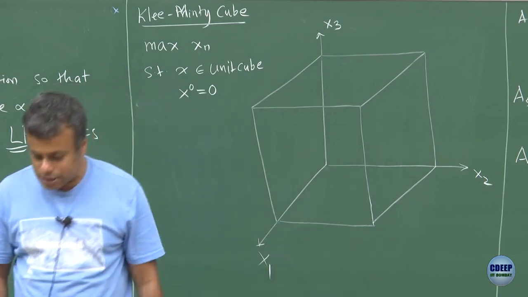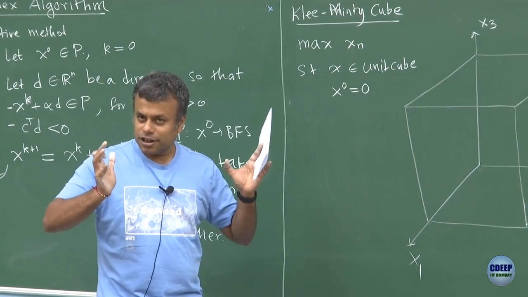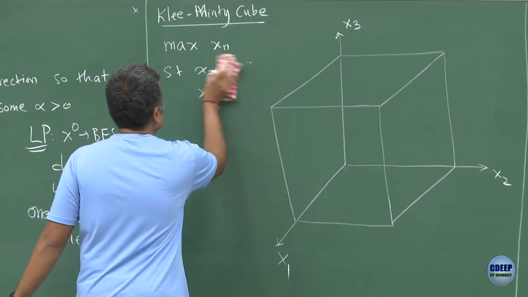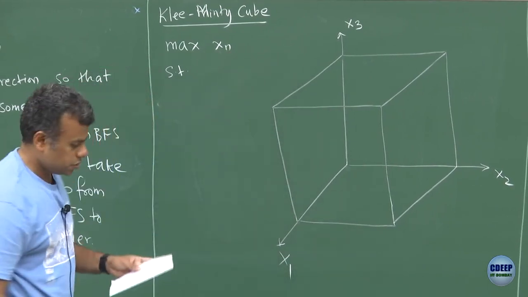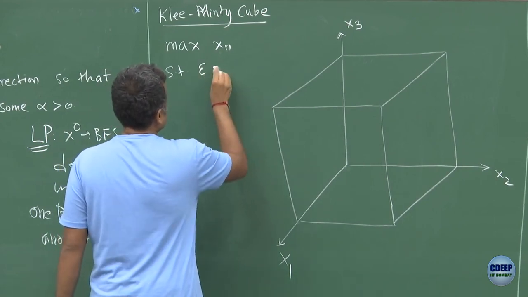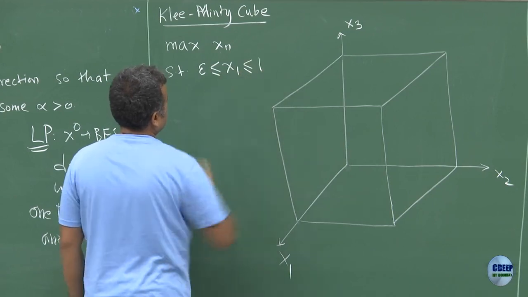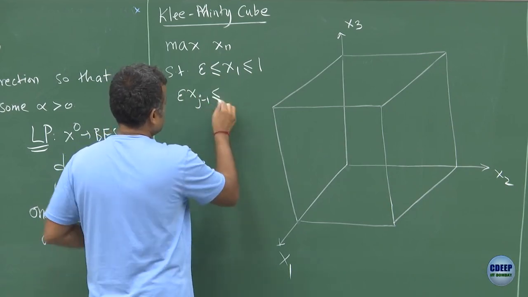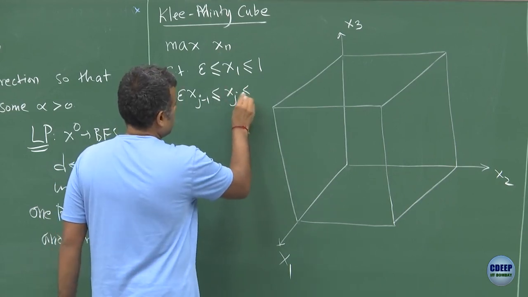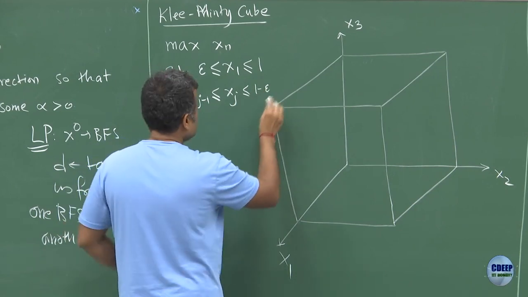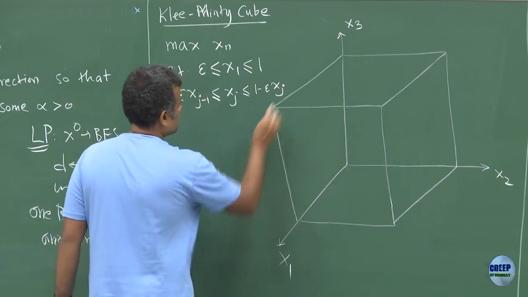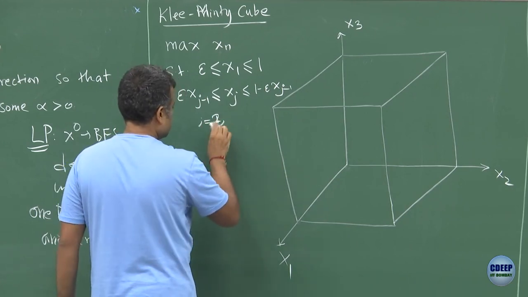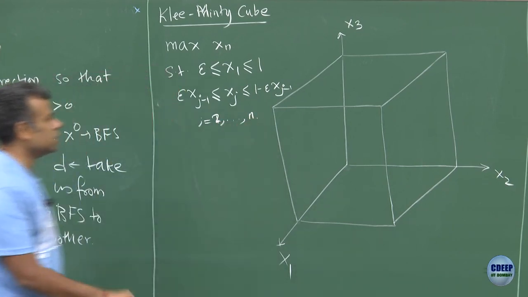Okay, so what these smart people did is they took this cube and twisted it a little bit, and the entire thing changed completely. So here's what they did. You see that epsilon is less than or equal to x1 less than or equal to 1, and epsilon x_{j-1} less than or equal to x_j less than or equal to 1 minus epsilon x_{j-1} for j. Okay, so these are the constraints.